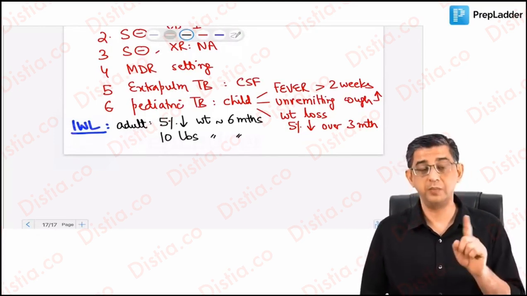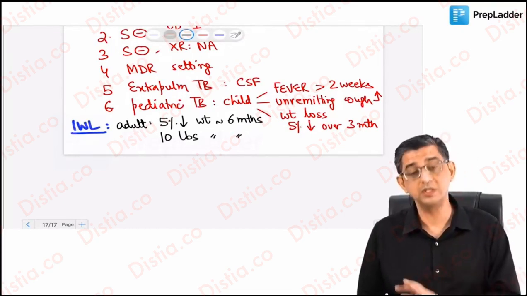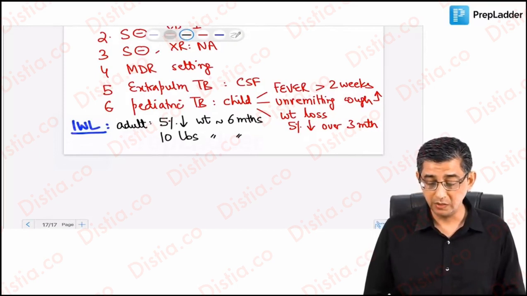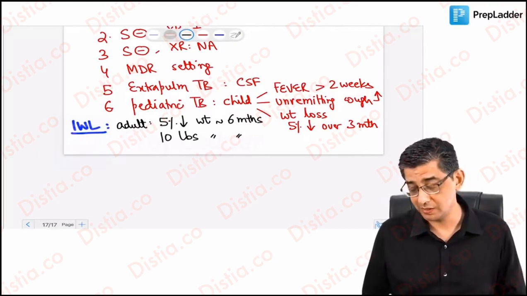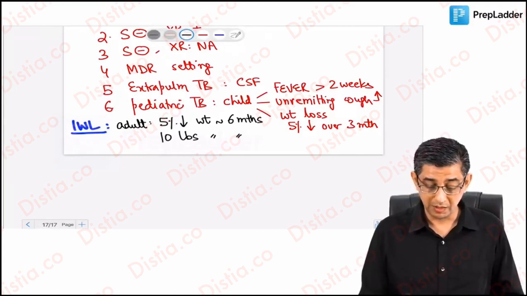One is going to be 5% decrease over 6 months. Second is 10 pounds decrease over a 6 month period. For adults, the denominator for time frame is 6 months. The pediatric case I mentioned was 3 months. And the question then still comes up.